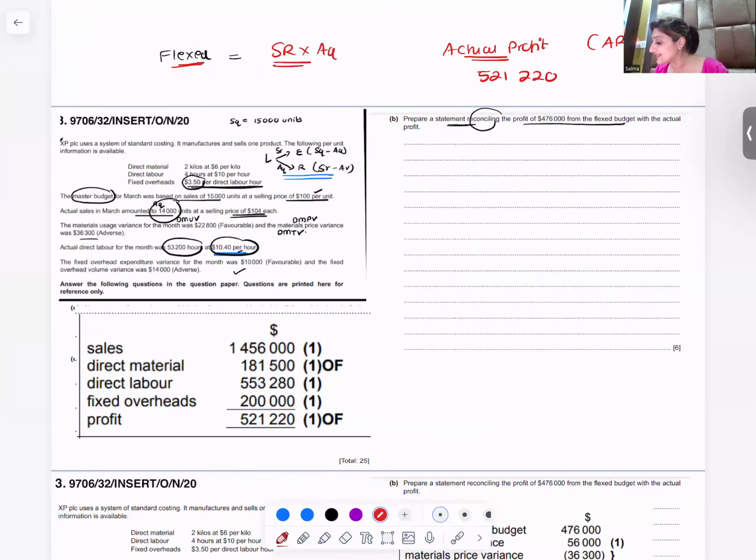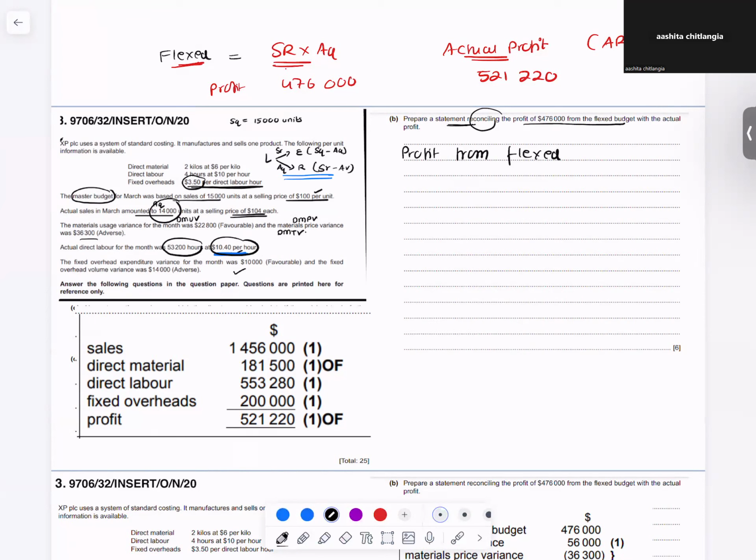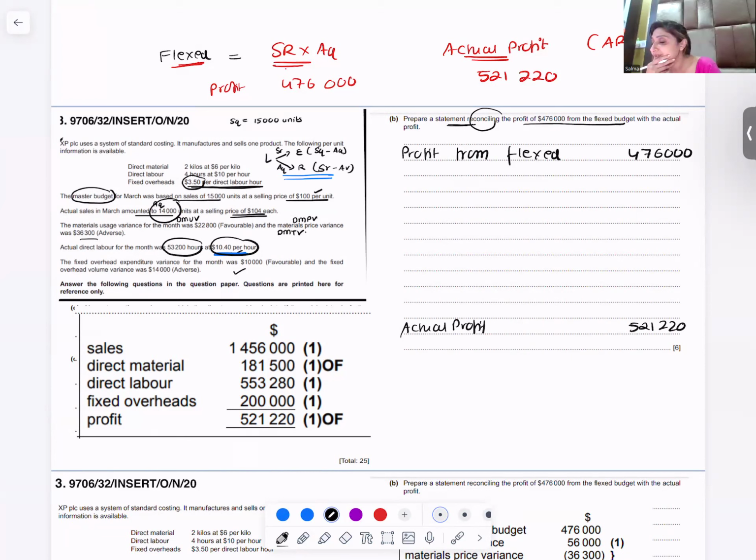They are saying your actual profit is how much? 521,220. That means actual rate into actual quantity is 521,220. The profit as per the flexed budget is 476,000. So they want you to reconcile. They want you to find the reason why there is a difference between profit from the flexed budget and the actual profit. The actual profit is 521,220 and the other profit is 476,000. What could be the reason?